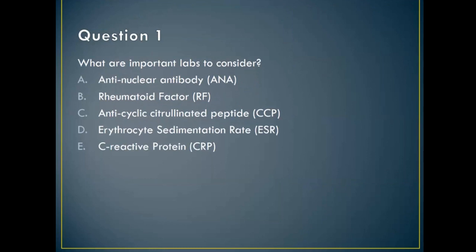So what are important labs to consider? We have the ANA, the rheumatoid factor, the CCP antibody, the ESR, and the CRP.